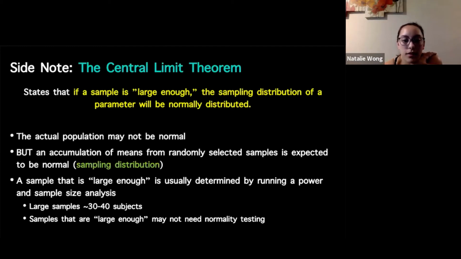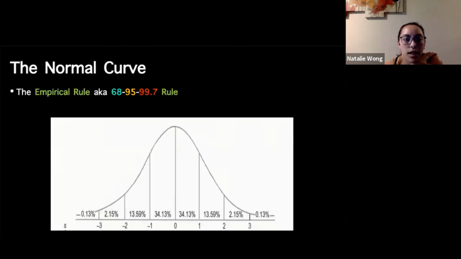So let's talk about the normal curve some more. I showed you guys a picture with a bunch of percentages in the last part, part one. That's what it's called. And those percentages actually mean something. And they're always going to be the same if you have a perfectly normal distribution.